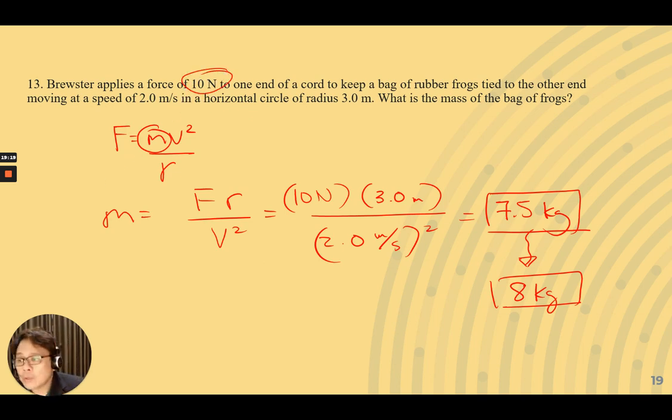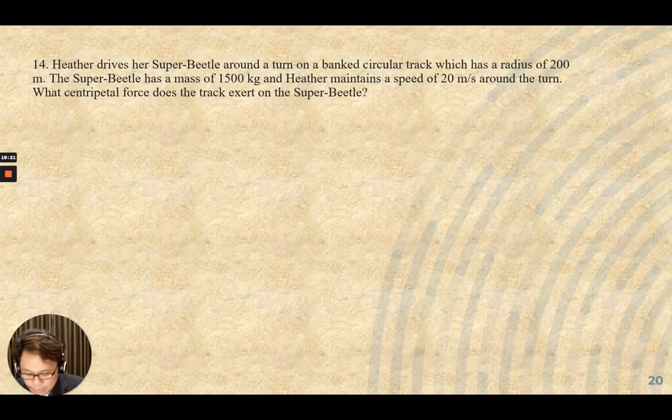Okay. Let's go to number 14. You are asked, Heather drives her Super Beetle around a turn on a banked circular track which has a radius of 200 meters. The Super Beetle has a mass of 1,500 kilograms and Heather maintains a speed of 20 meters per second around the turn. What centripetal force does the track exert on the beetle?